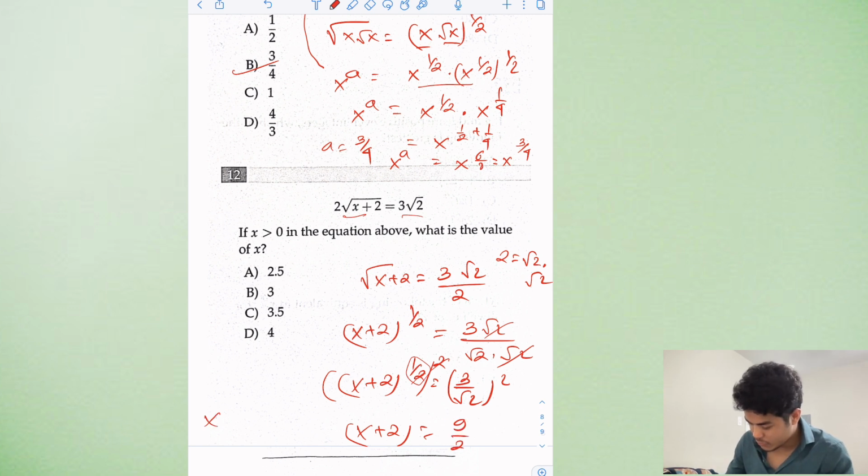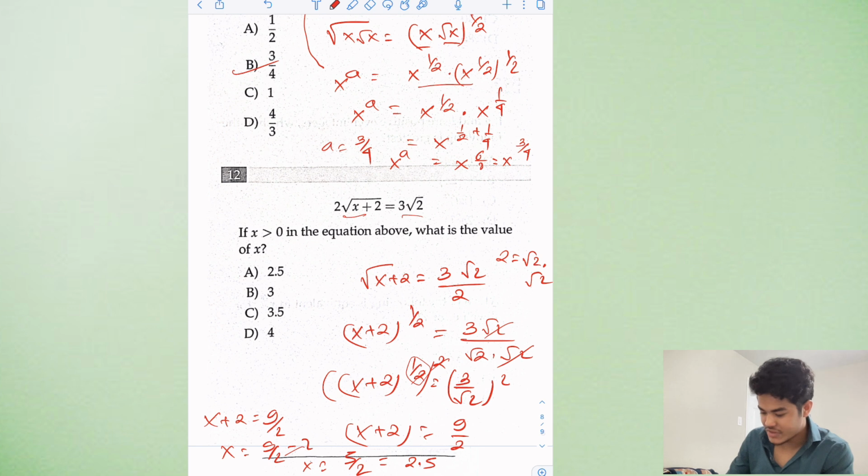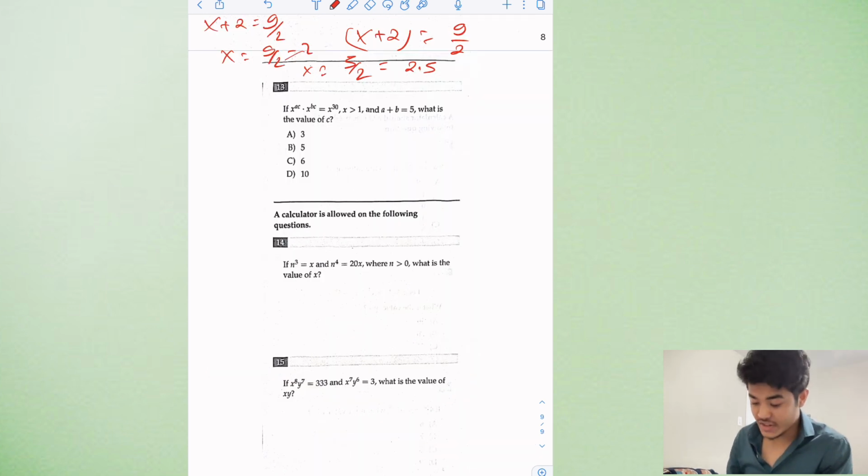So x plus 2 equals 9 over 2, x equals 9 over 2 minus 2, x equals, it's 2 times 2 is 4, 9 minus 4, 5 over 2. And in decimal terms, it's nothing but 2.5. So our final answer is A. And now question number 13.